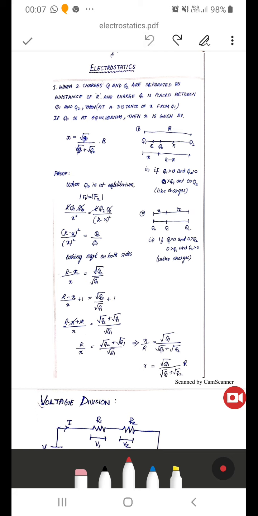Now, to remember this formula even more simply, let me tell you about the voltage division rule, so as to make you remember the formulas easily.